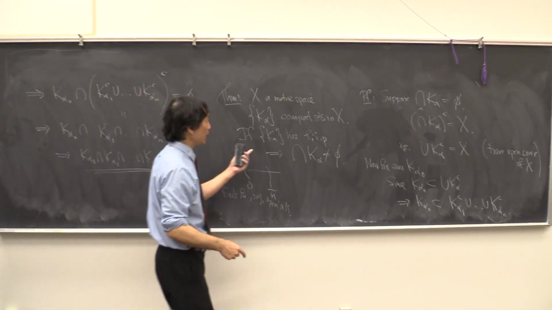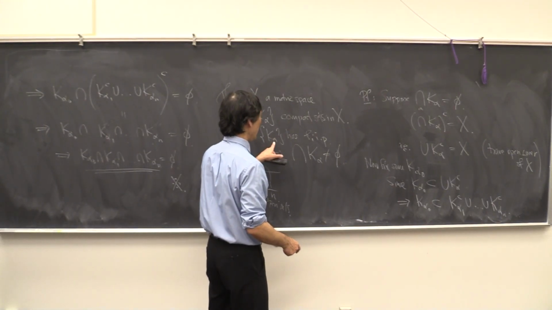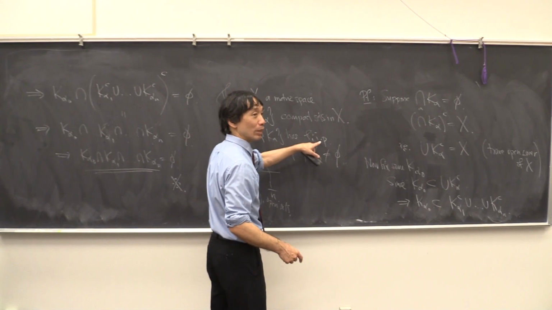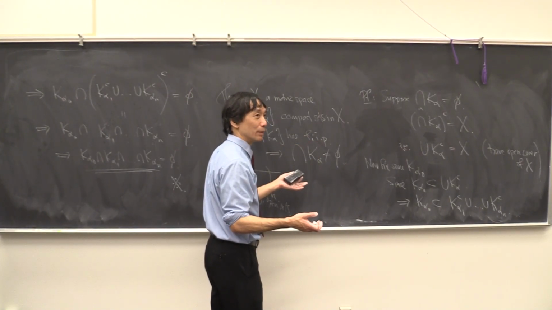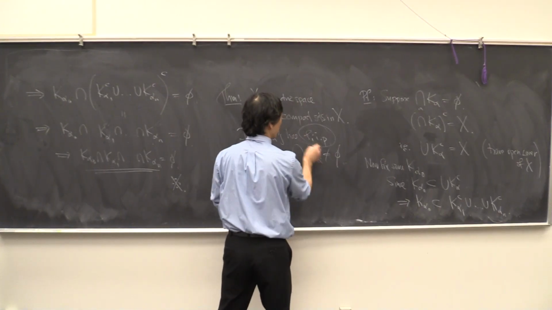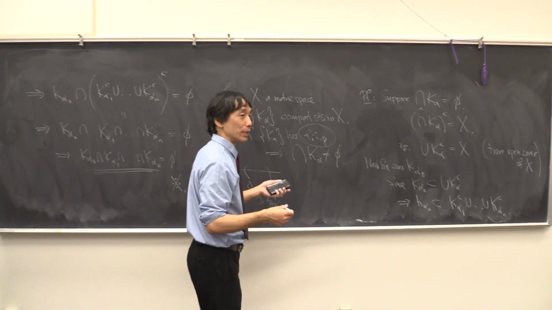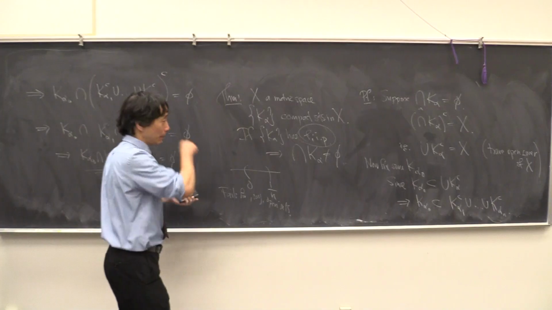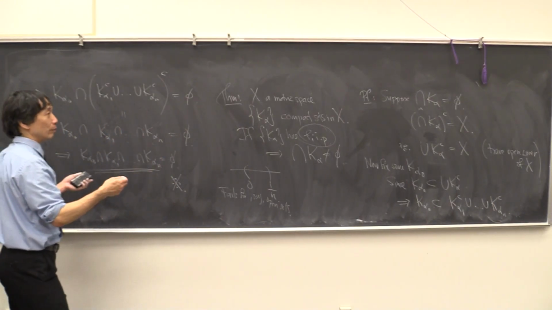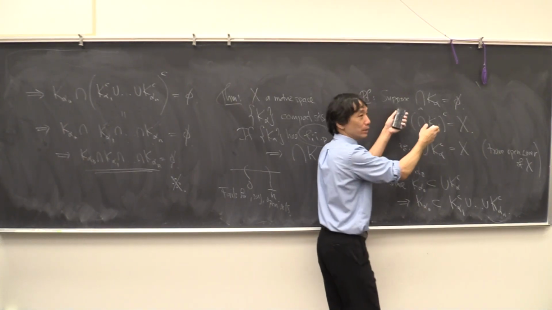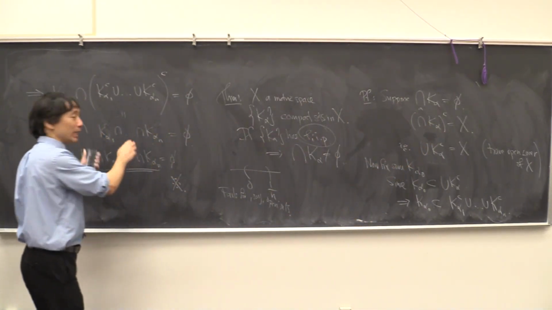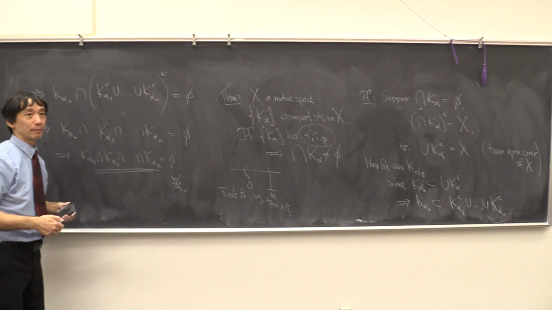But we assumed at the beginning that the K alphas had the finite intersection property, that any finite intersection of them was non-empty. That's this thing here. Every finite intersection is non-empty. And here, when we assumed that the infinite intersection was empty, that forced a finite intersection to be empty.